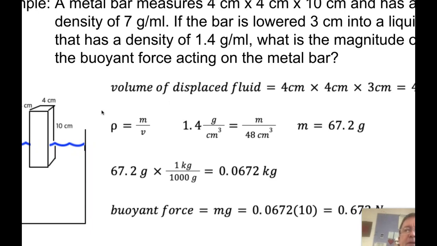So here you go. The first thing I'm going to do is figure out what is the volume of the displaced fluid. And then I'm going to use the density of the fluid to figure out what its weight is, okay? And I'm not going to change it into the MKS system until I have to.